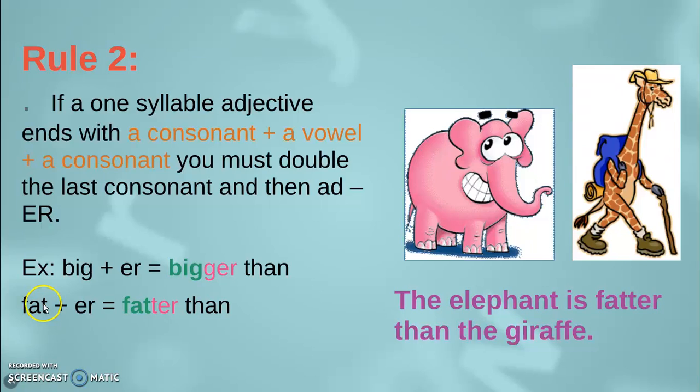Both big and fat are composed of a consonant, a vowel, and another consonant. For example, here we have B, I, and G. We double the last consonant, which is G here, then we add er. The same thing, we double T, we get fatter. Let's try to apply it in this example. We have the elephant is fatter than the giraffe.